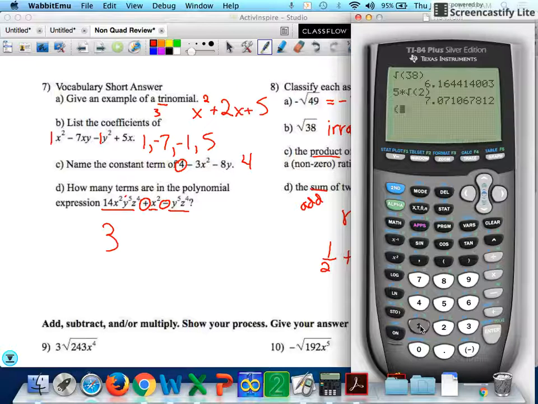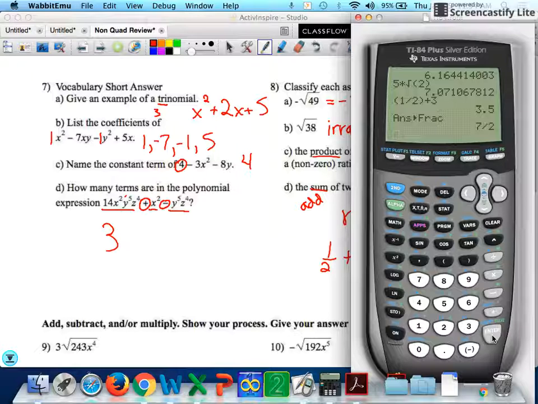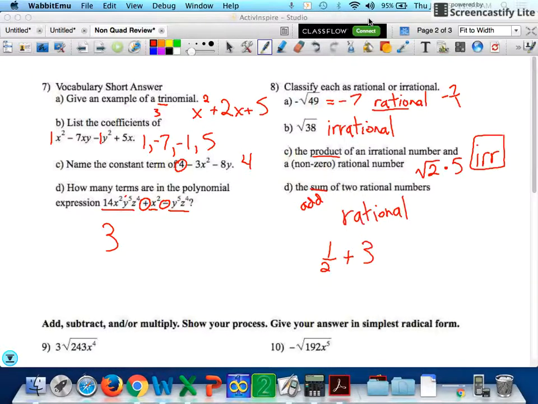But when I add 1/2 plus 3, I get 3.5. That's a pretty normal number. It's not one of those crazy numbers that goes on forever and ever. And in fact, I can write it as a fraction, and our calculator can do that for us. If you press math, enter, enter, it will turn your last answer into a fraction, 7/2. So I knew this was indeed a rational number.